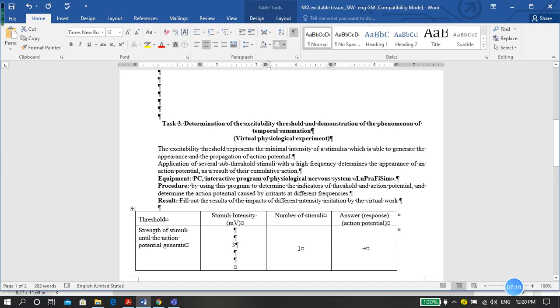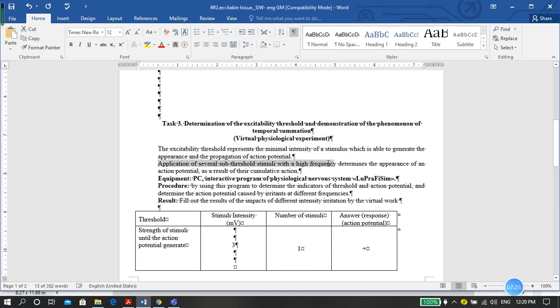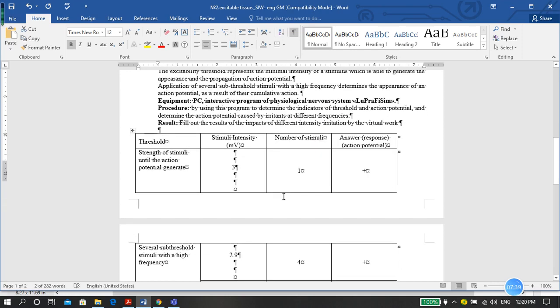So here it says that the application of several subthreshold stimuli with high frequency can determine the presence of an action potential, and as a result of their cumulative action, it's called temporal summation. So that's all.